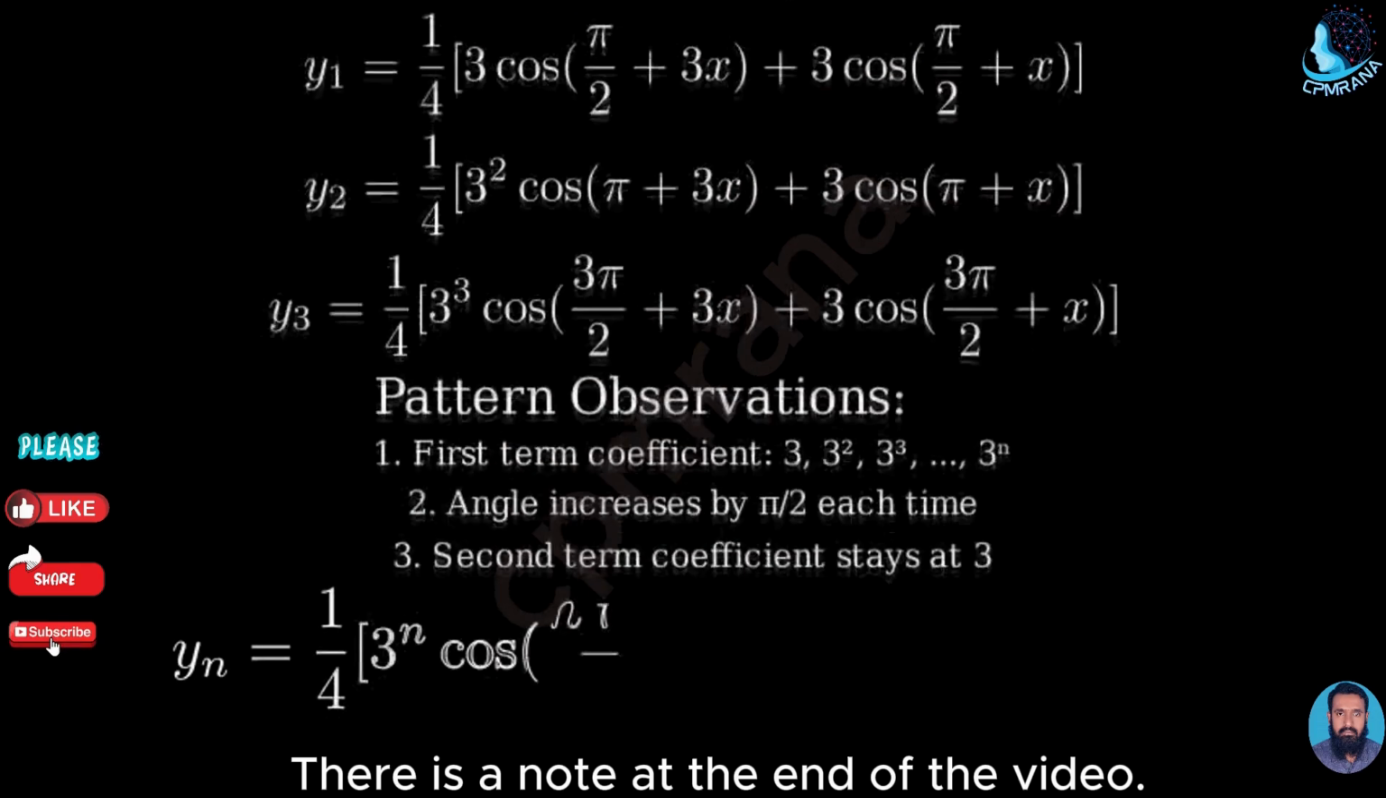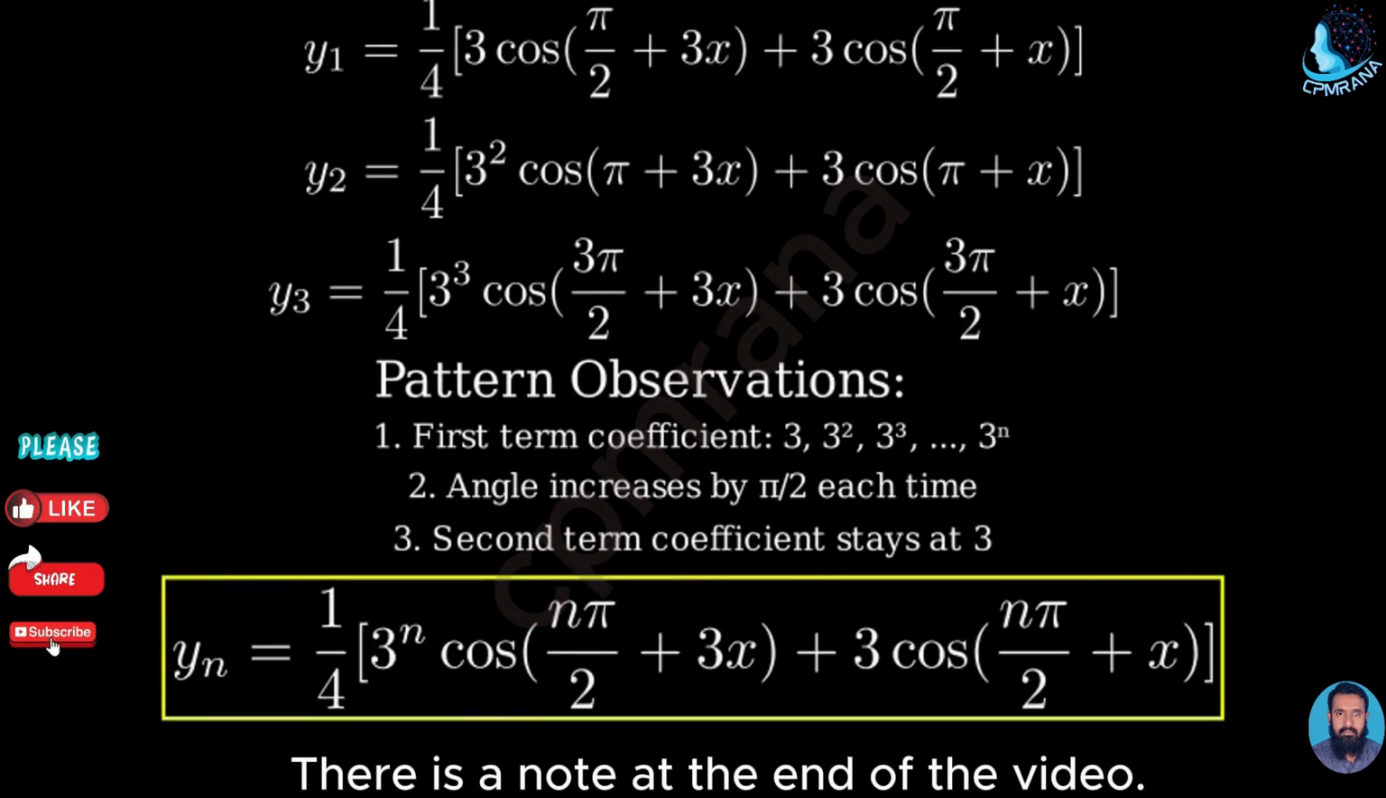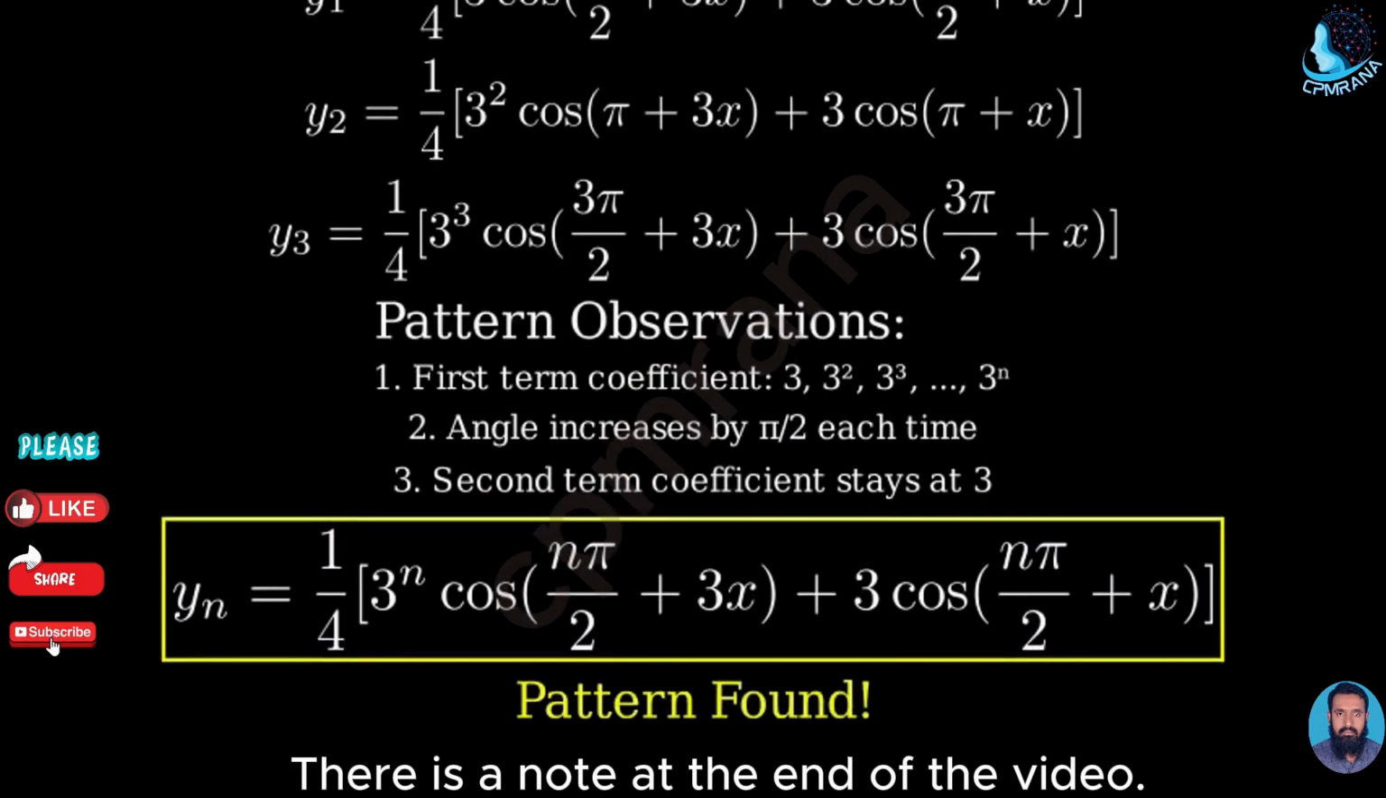Therefore, we can write the general form for the nth derivative as y sub n equals 1/4 times 3 to the n cosine of n pi over 2 plus 3x plus 3 cosine of n pi over 2 plus x. And that completes our derivation. We've found a beautiful pattern in the repeated differentiation of this trigonometric function.